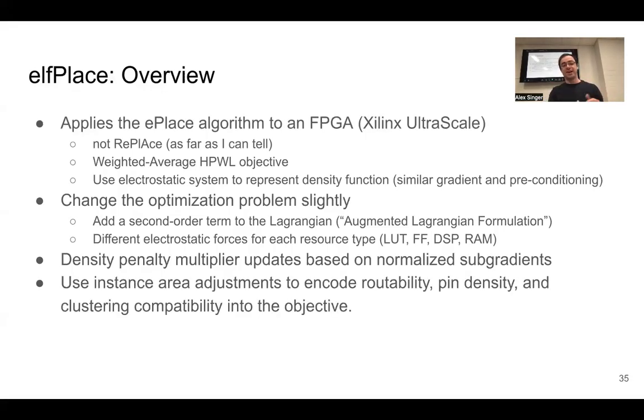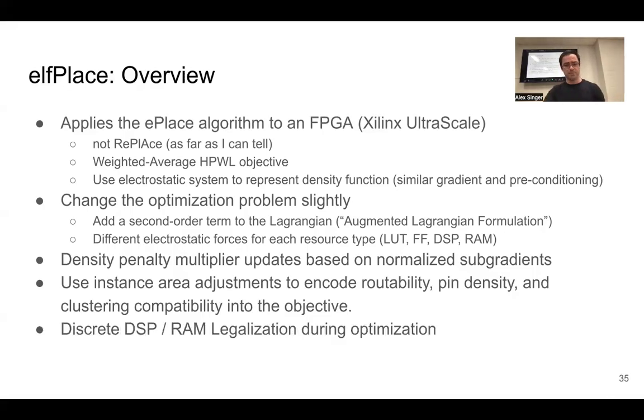And they use instance area adjustments to encode routability, pin density, and clustering compatibility into the objective. This is what I'm going to be covering in these slides. Oh yeah, and they also have discrete DSP and RAM legalization during the optimization. This is basically they lock down the DSPs and RAMs halfway through their global placement, or maybe 90% of the way there, and then keep doing global placement until it's done.